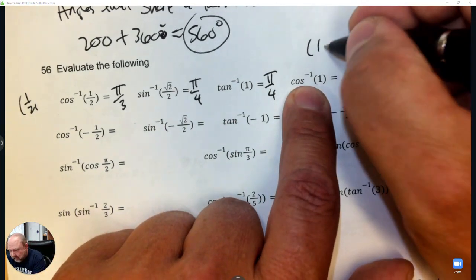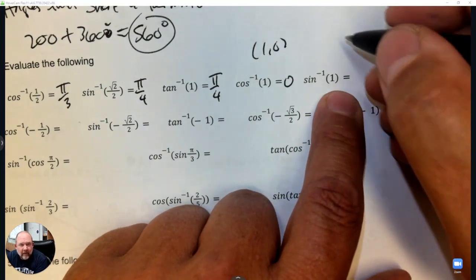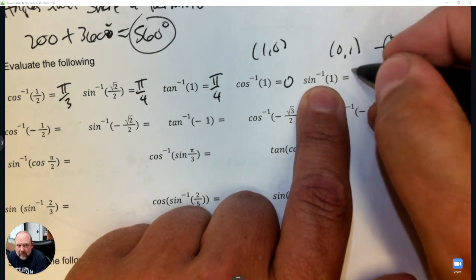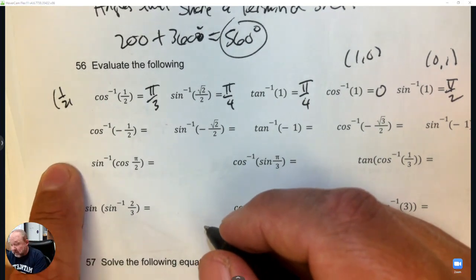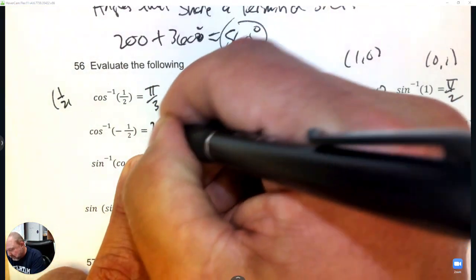This one's a little trickier. (1, 0) is at 0. Here, this is (0, 1), so that's the top of the unit circle, so that's pi over 2. Now, when you have a negative angle for cosine, we're going to go in quadrant number 2. So for negative a half, that's now 2 pi over 3.